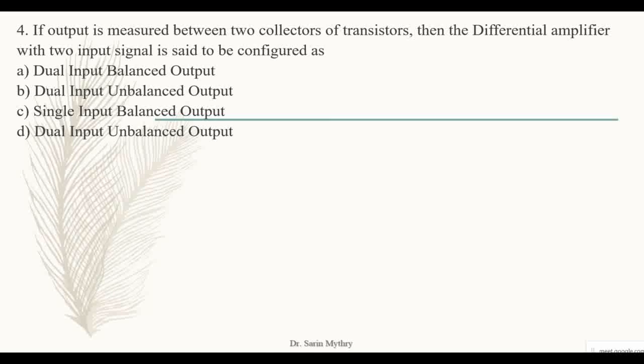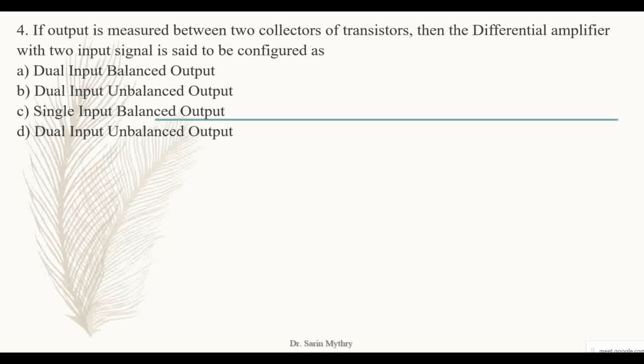If the output is measured between two collectors of a transistor, then the differential amplifier with two input signals is said to be configured as what? Means they are telling that this differential amplifier is triggered with two input signals, and at the same time the output is taken at the two collectors. Now we are supposed to find the correct option.